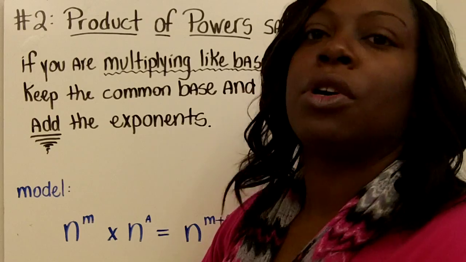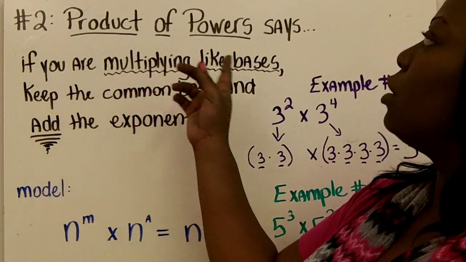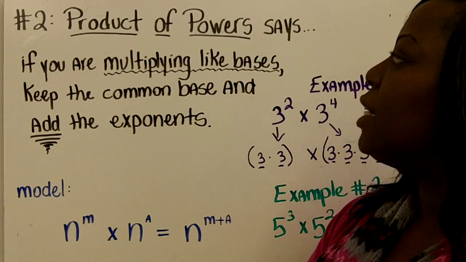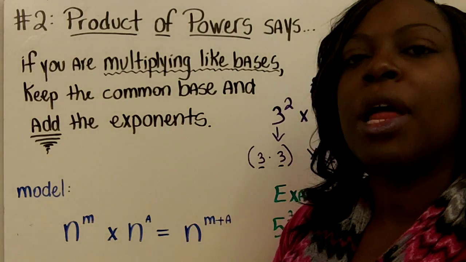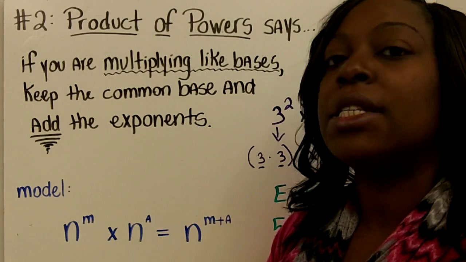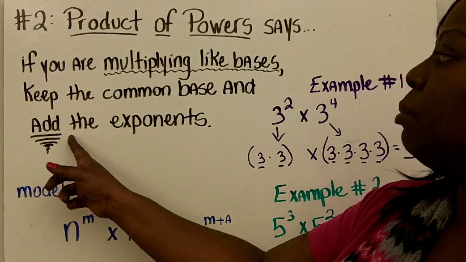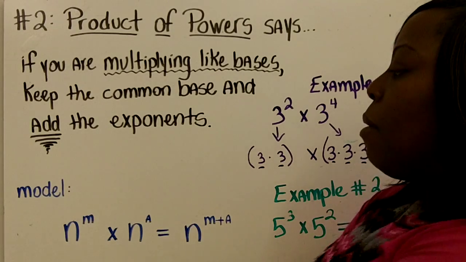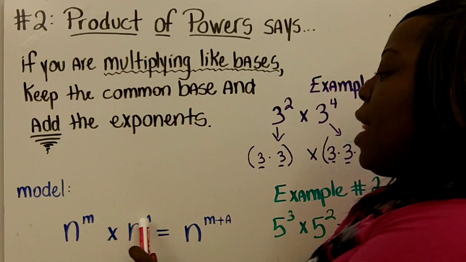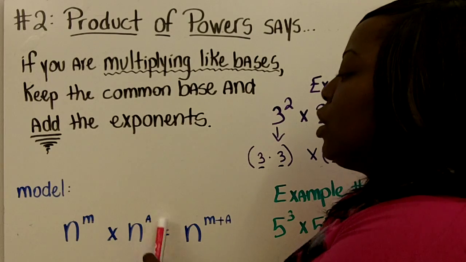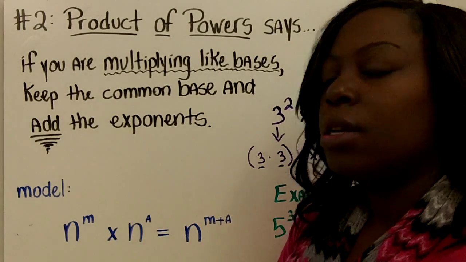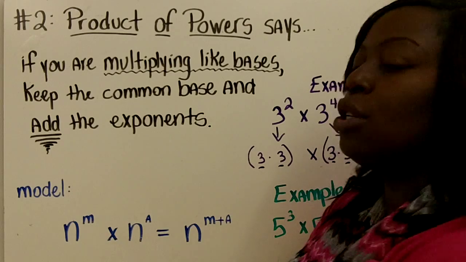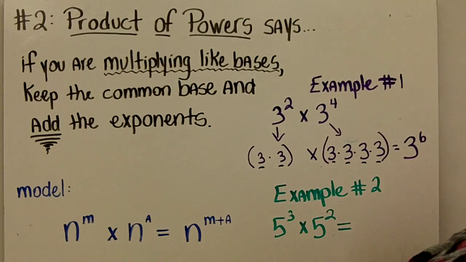The second rule that we're going to talk about is the product of powers rule. Basically, what that's saying is that when you are multiplying like bases, that means 2 bases that are identical, you will simply add the exponents. By keeping the base and adding the exponents, you will get the product of raising 2 like bases to a power.